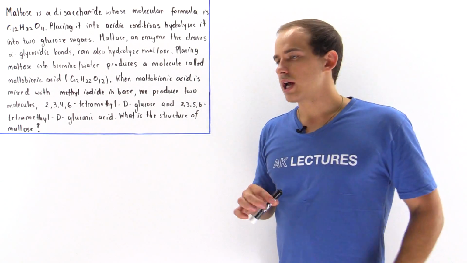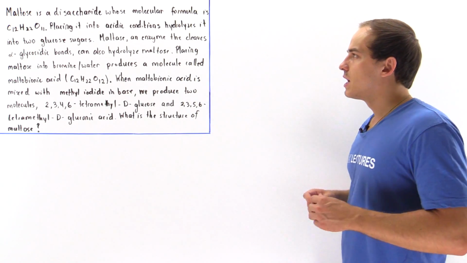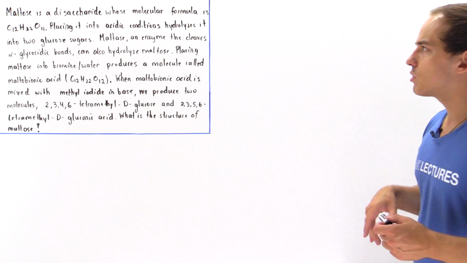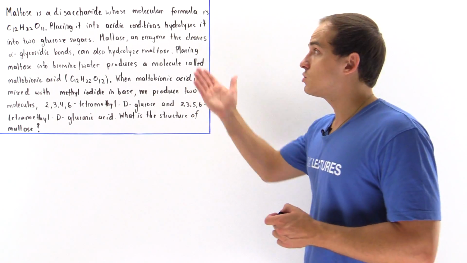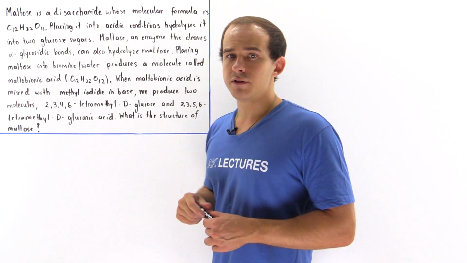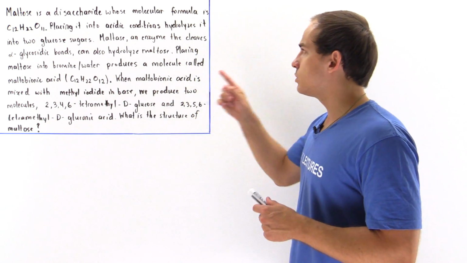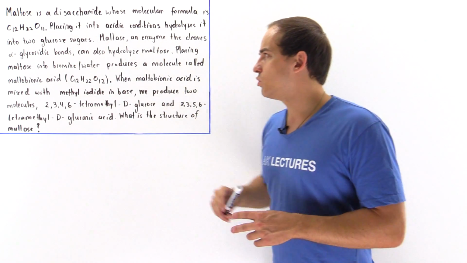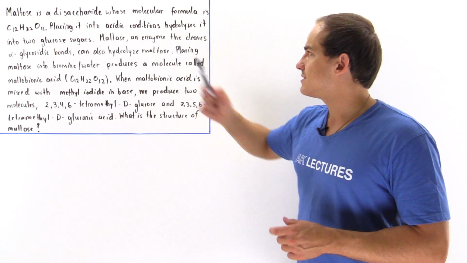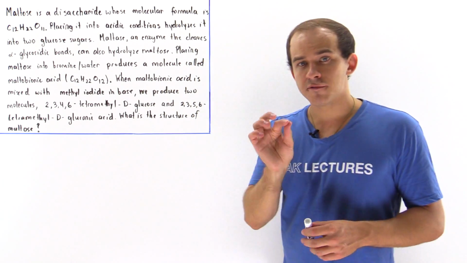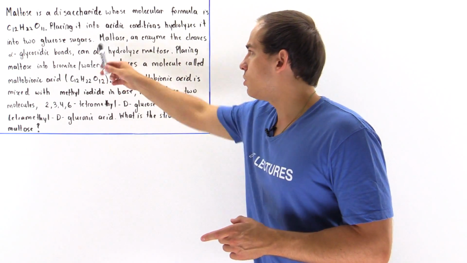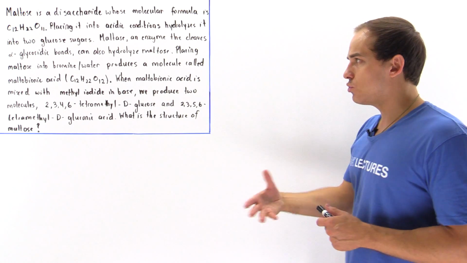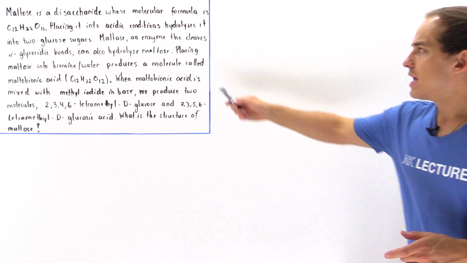So let's take a look at the following example prompt. Maltose is a disaccharide whose molecular formula is C12H22O11. Placing maltose into acidic conditions hydrolyzes maltose into 2 glucose sugars. Maltase, an enzyme that cleaves alpha glycosidic bonds, can also hydrolyze maltose into the 2 sugar molecules.